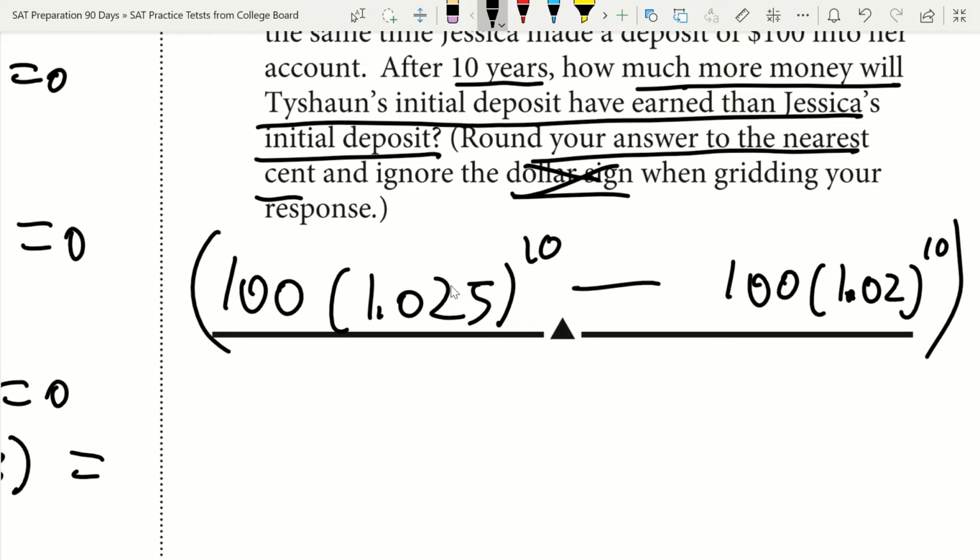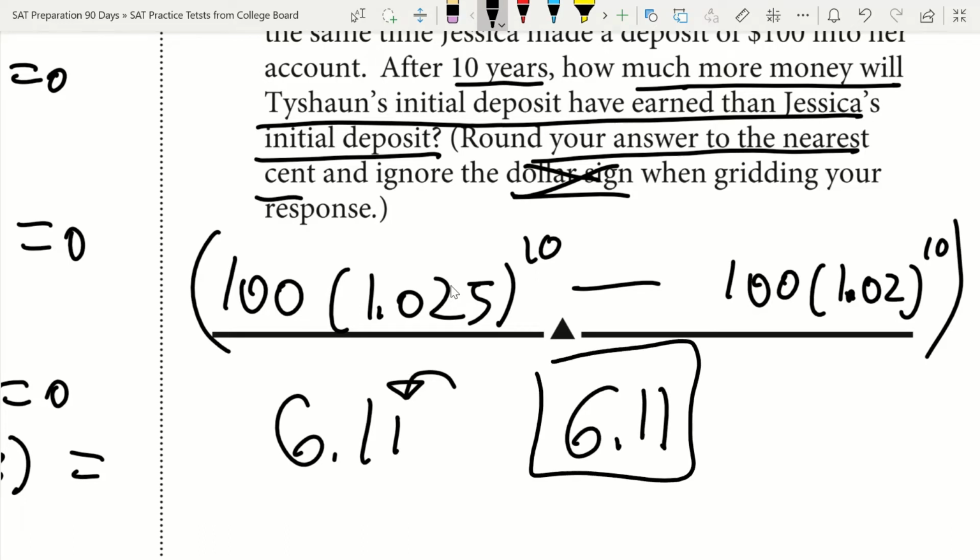And that gives me 6.109. Now I'm asked to round to the nearest cent. Since this is a 9, that means that this becomes a 1. Okay? So let's see if this will erase. There we go. Okay, that becomes a 1. So our answer there is going to be 6.11. So $6.11 will be the difference there.